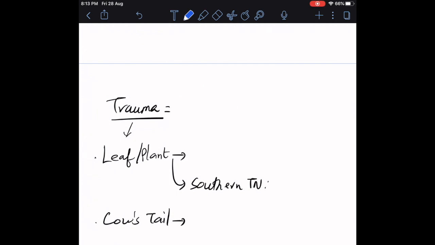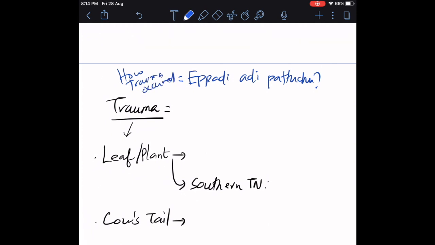Most often, if you ask them, adi patticha, they say, aama adi pattichu. Then the second question you ask is, eppadi adi pattichu? Eppadi adi pattichu means how the trauma happened, how the trauma occurred, by what means the trauma occurred. எப்படி அடிபட்டுச்சு?